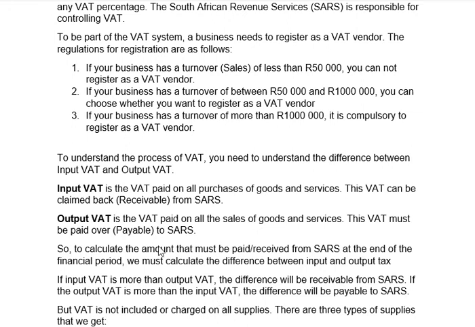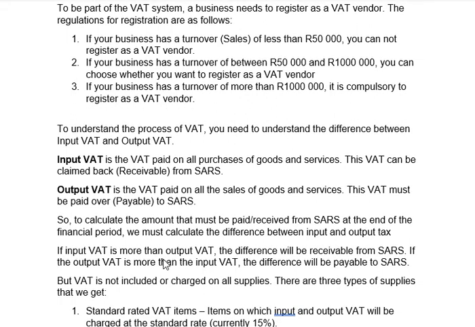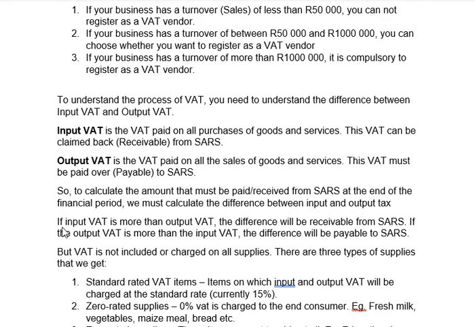So at the end of the period, we need to calculate that amount. We need to calculate the difference between input VAT, all the VAT on purchases, and output VAT, all the VAT on sales. Okay, so here comes a very important part. If the input VAT, so the VAT on purchases, is more than the output VAT, the VAT on sales, the difference will be receivable from SARS. But if the output VAT, the VAT on all your sales, is more than the input VAT, the VAT on all your purchases, that amount will be payable to SARS.